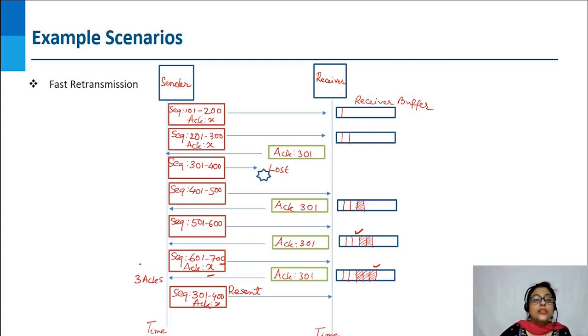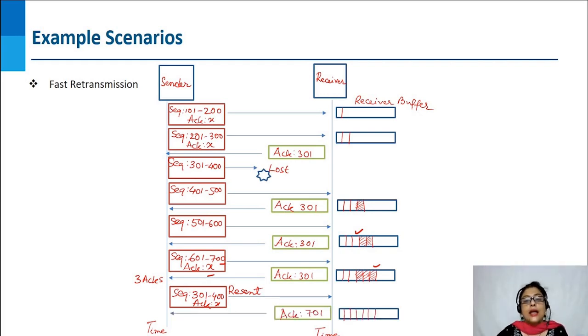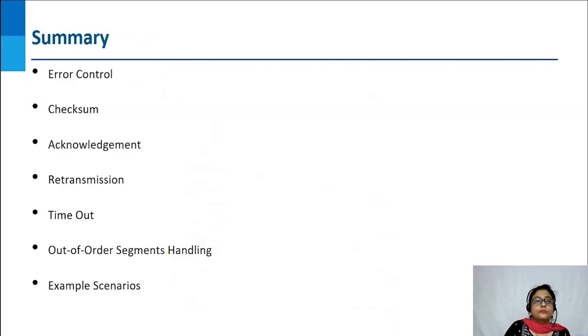Once it receives this, it will resend the data chunk of 301 to 400 with acknowledgement number X. At this point of time, if the receiver receives it properly, then it will keep it in the proper order and it will remove the out of order segments and then it will send the acknowledgement 701. So this is the fast retransmission scenario.